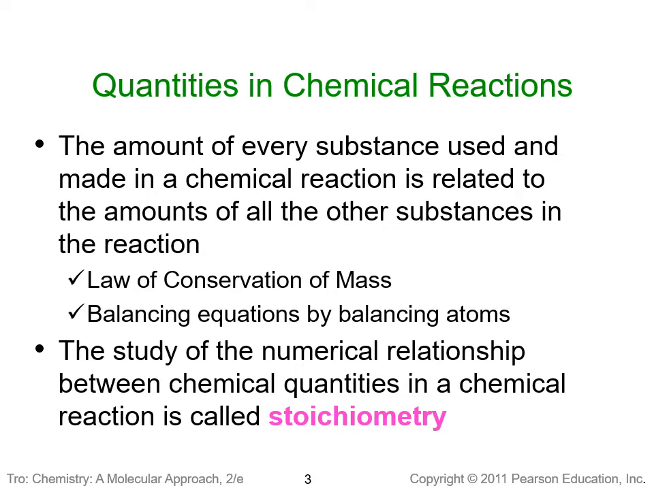The study of this relationship between our chemical quantities is called stoichiometry. And it sounds like a big complicated word, but essentially what we're doing is just looking at the coefficients in front of our balanced chemical reaction to relate the amount of one substance to a different substance in the chemical reaction. So we're just using coefficients.